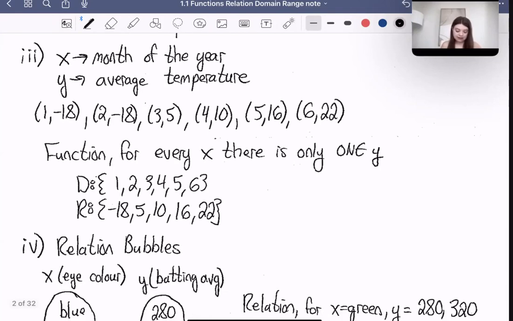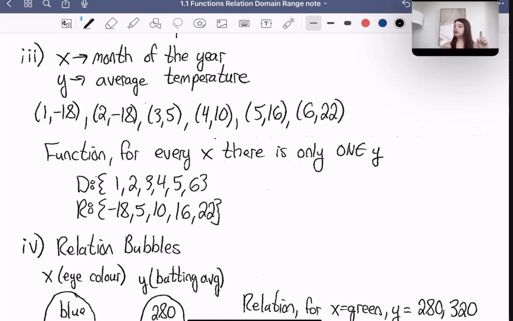Example 3 says x is month of the year and y is the average temperature. So, first of all, is it a function? Well, I would imagine, we'll look at the numbers in a sec, but I would imagine yes, right off the bat, because if we're taking the month of the year, one month of the year can't have two average temperatures for that same year, right? Every month of the year has just one average temperature.